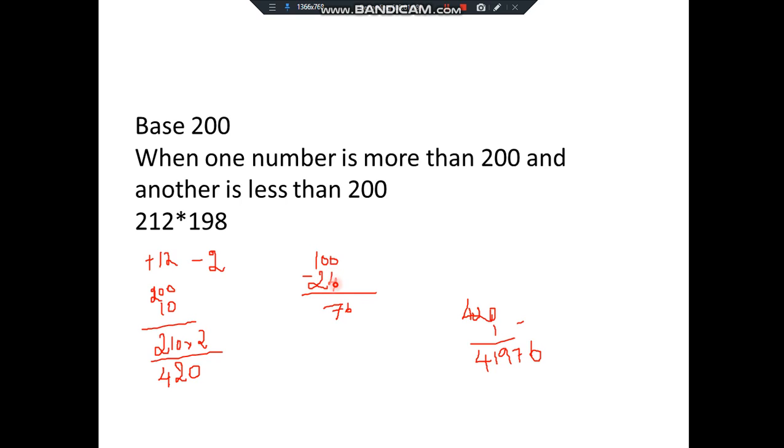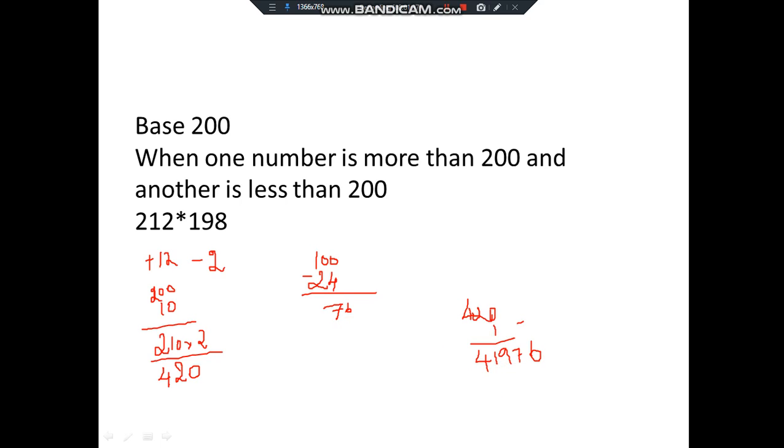Don't get a doubt whether we have to subtract it from 200 or what. We want a 2-digit number, so 100 minus 24, 76. Keep it as such. Now 200 plus 12 minus 2 is 10 on adding, so 210. Since the base is 200, multiply by 2, which is 420, and as I told previously we have to subtract 1 from it, which gives 419, and attach the 76 to this.